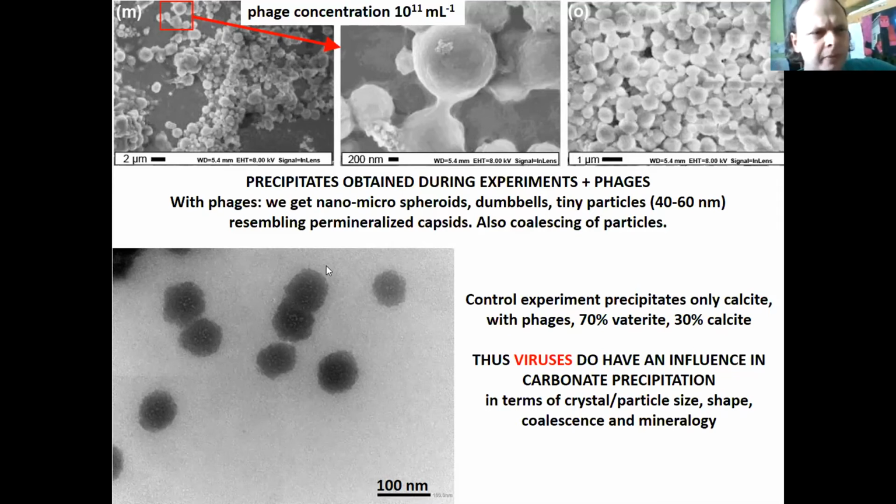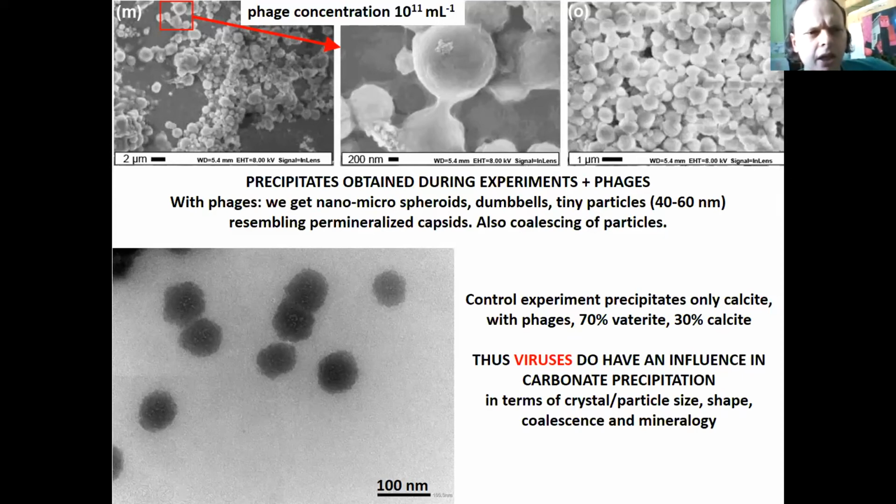And here we have carbonate particles with phages. So in other words, these are already permineralized viruses. Okay, we don't see viruses. We can only tell that they were probably viruses from their shapes. So do you remember the nanospheres I showed you two or three slides before? Okay, look at this material. Fantastic nanospheres of icosahedral or angular shapes. Some of them have dumbbells, very tiny particles, 40 to 60 nanometers.